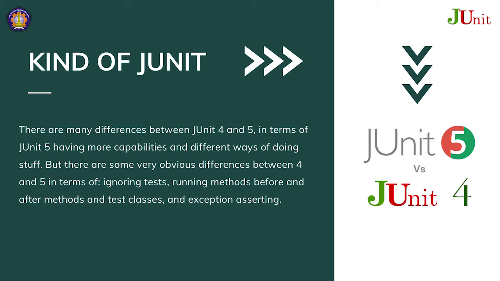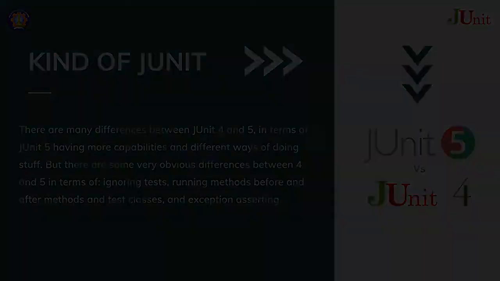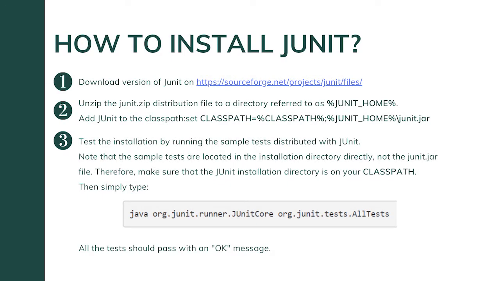So those are some differences. The next part is to explain the installation of JUnit. So how can you install JUnit? First, you have to download the latest version of JUnit, which is referred to as JUnit.zip. Then you have to install JUnit on your platform of choice. For example, when you are using Windows, you have to install JUnit on Windows.